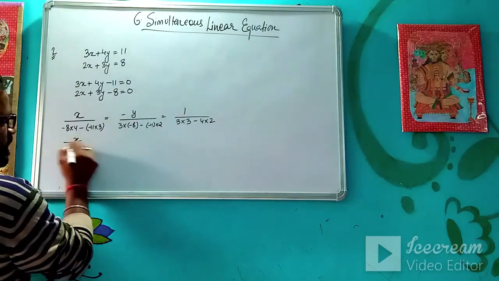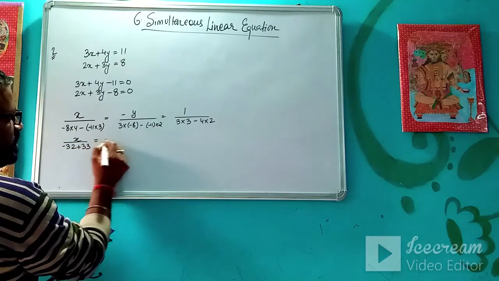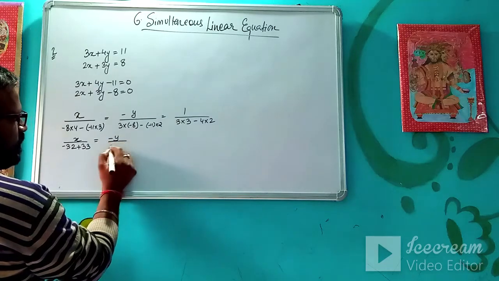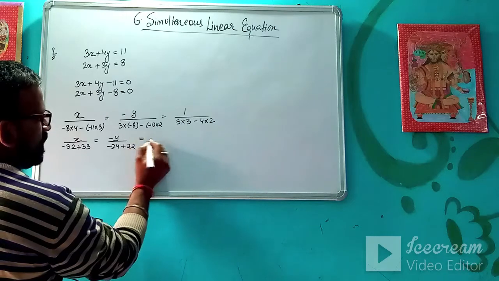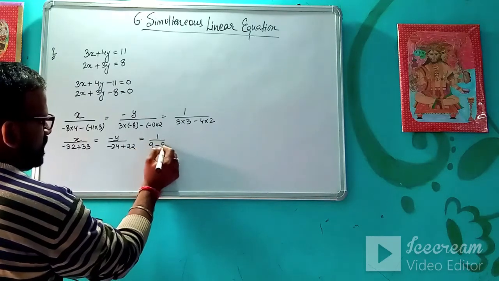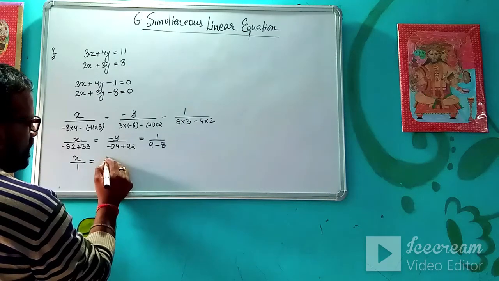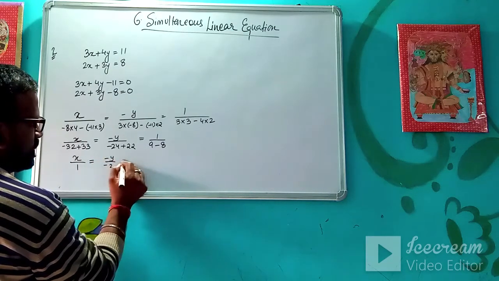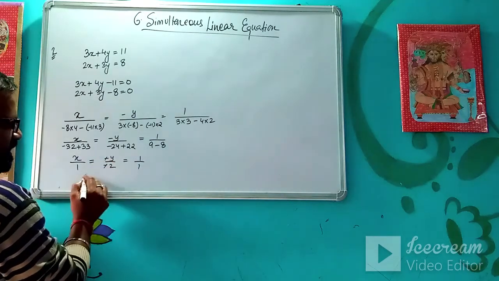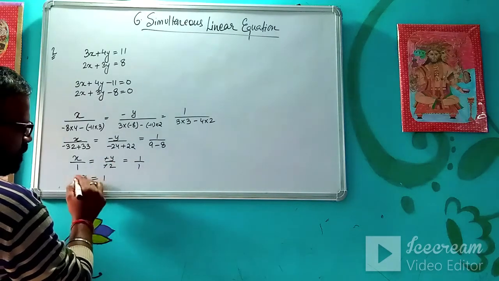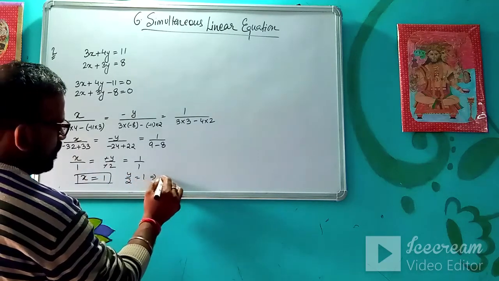So this will be minus 32 plus 33 equals to minus y upon minus 24 plus 22 equals to 1 upon 9 minus 8. So it will be x upon 1, minus y upon minus 2, and it is 1 upon 1. So minus minus cancel. We will get x equal to 1, and y upon 2 equal to 1, that is y equal to 2.